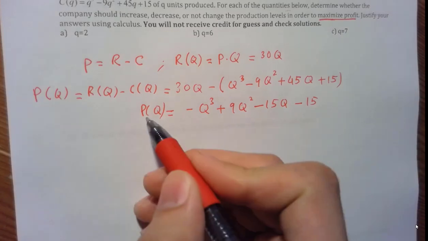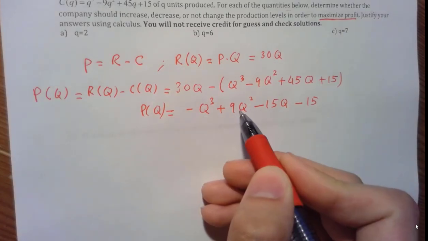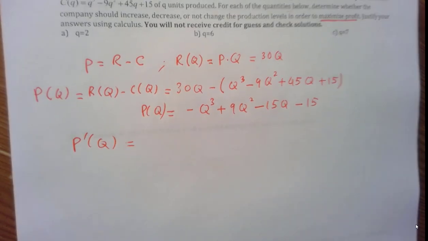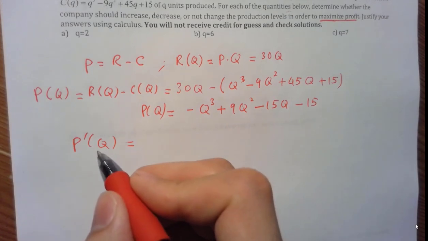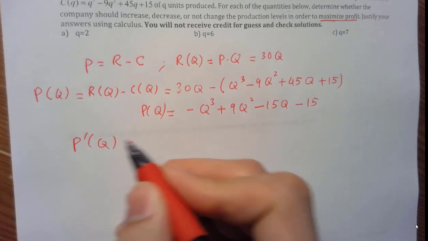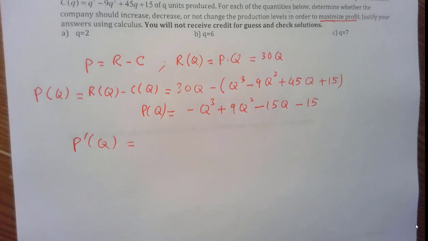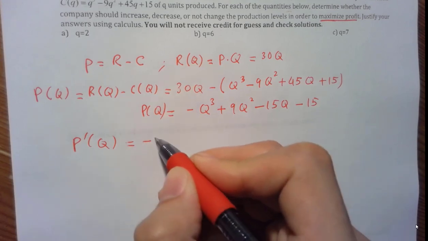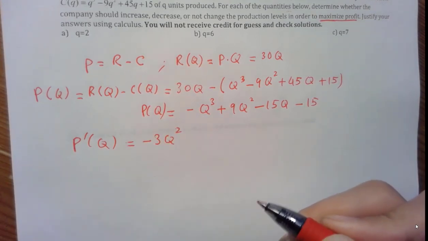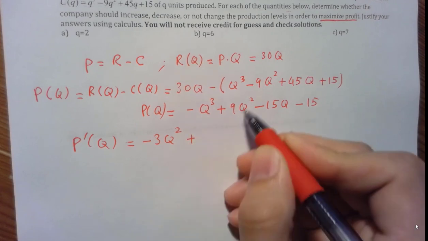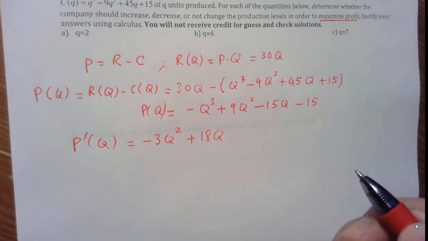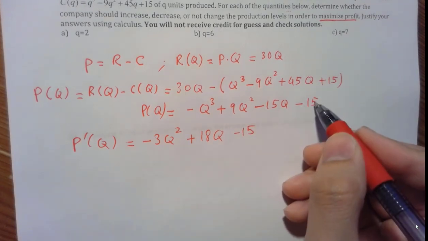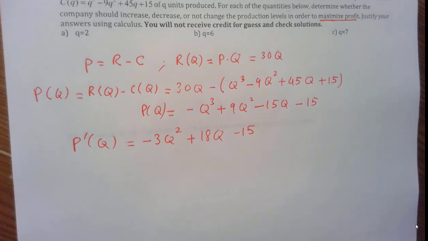Now, to find the critical points of this profit function, we find P prime first, right? P prime is the function that we set to 0 to solve for the critical points. Now this is easy. Bring down the 3, this is the power rule, subtract 1 from the exponent. Then 2 times 9 is 18, subtract 1 from that, and this is just minus 15. And the constant minus 15, when we take the derivative, it should be 0.